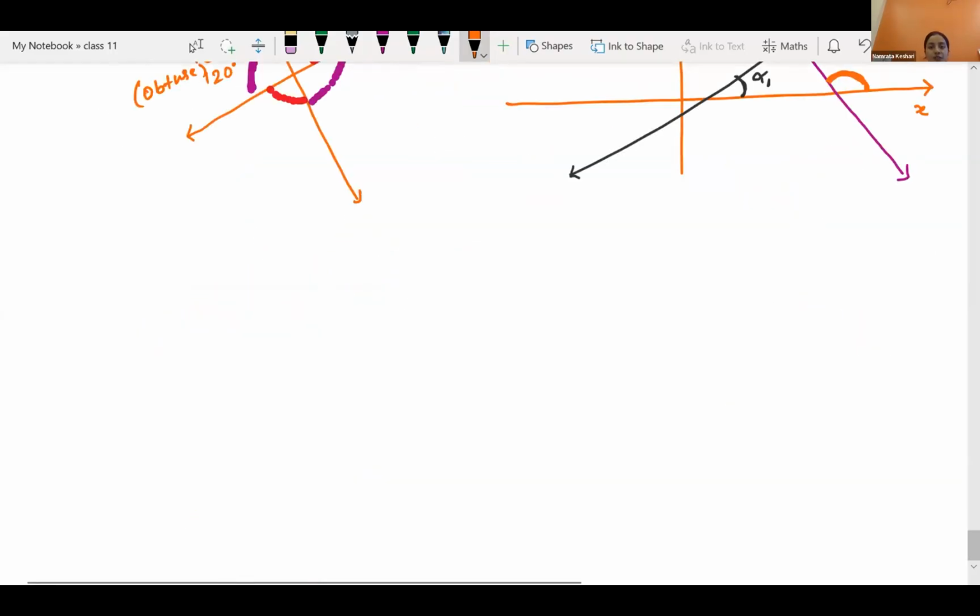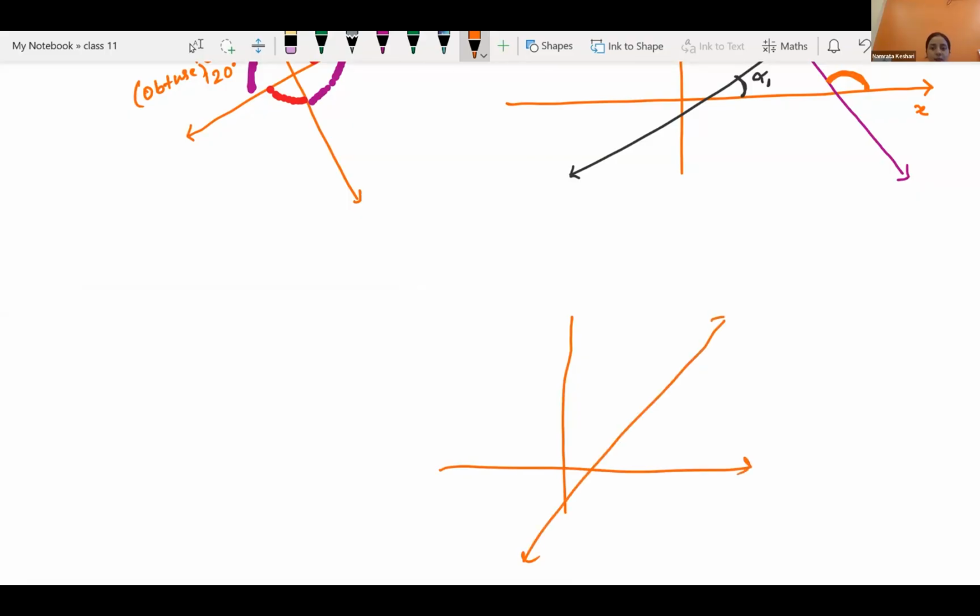Slope means if we are having coordinate axis, if we are having a line like this, maybe a straight line L, then slope means how much this line is inclined with the positive direction of x-axis. If we know this angle, suppose this angle is 60 degrees, then slope can be found. We represent the slope with small letter m.